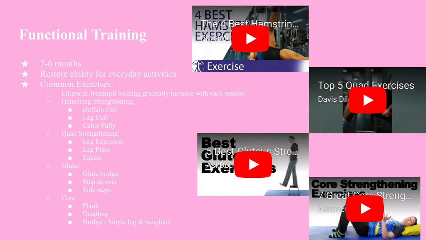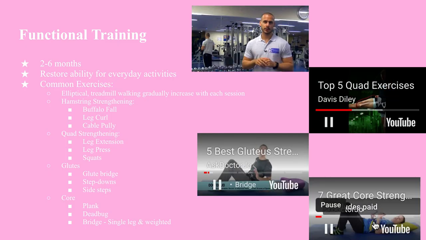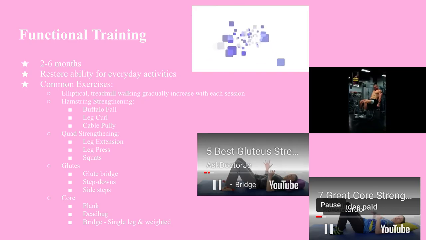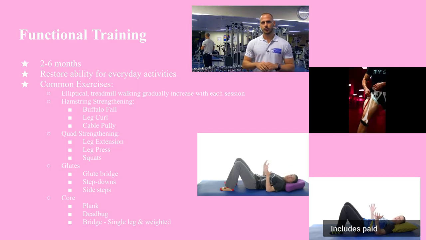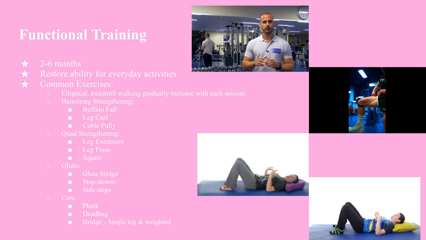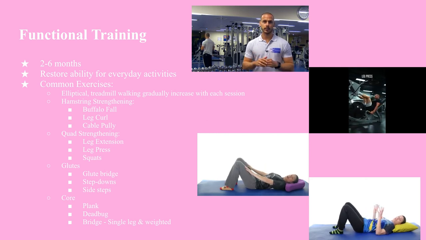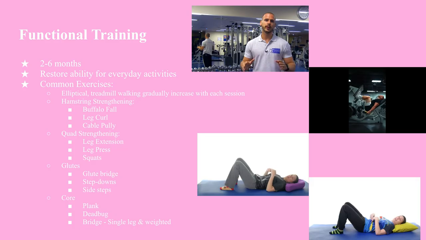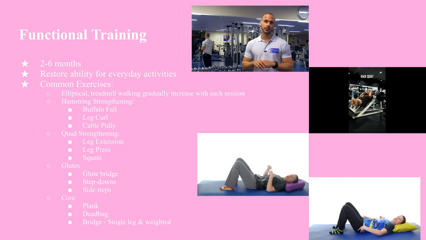Some functional training will be around 2 to 6 months. This will help restore ability for everyday activities. Some common exercises are just walking, like on the elliptical or the treadmill, and gradually increasing with each session. This will also be seen later on in the sports-specific training. It is important to focus on each individual section, though. That is why you'll start increasing more hamstring strength, quad strength, glutes, and core.